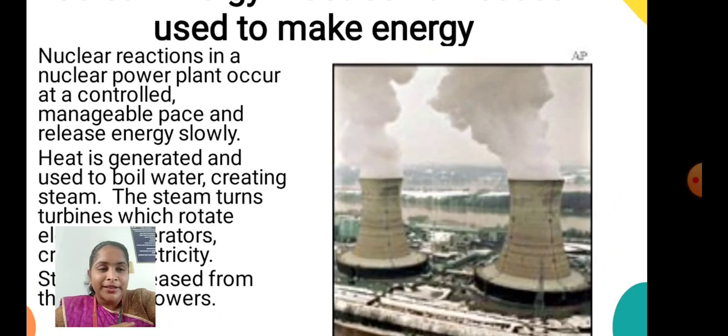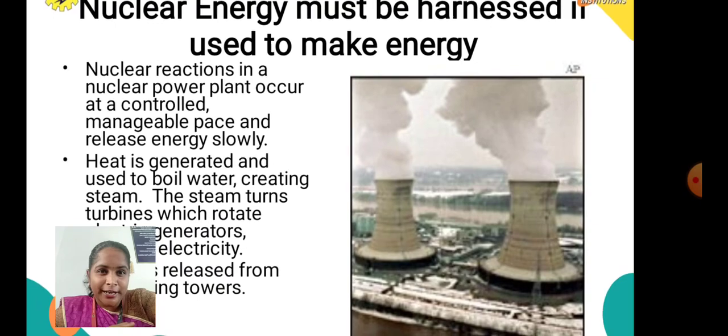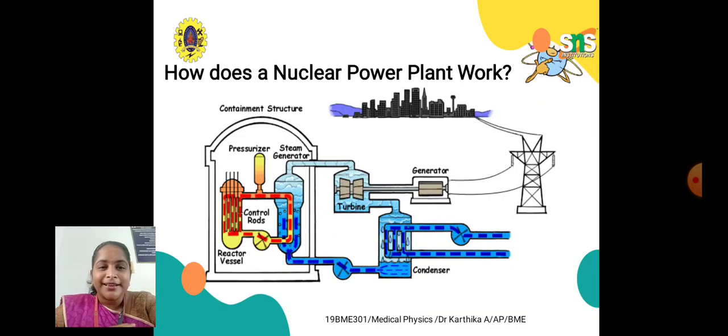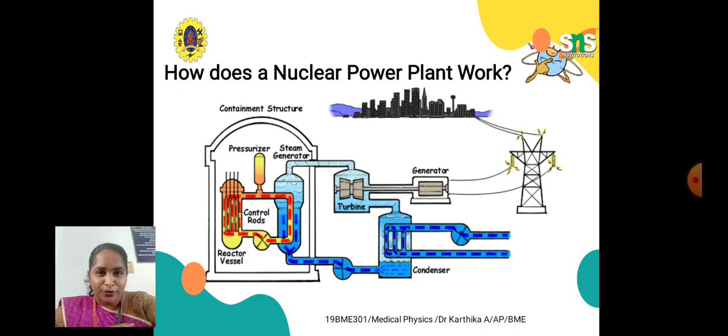See here, this picture clearly shows the scenario in power plants. Okay, see here, how does a nuclear power plant work? Here we have the condenser, reactor vessel, control rods, pressurizer and steam generator, and we have the turbine on the output side. Also we have electric generators. Finally, the electricity from power plants is transmitted from the power plant to a storage unit or town or any city.